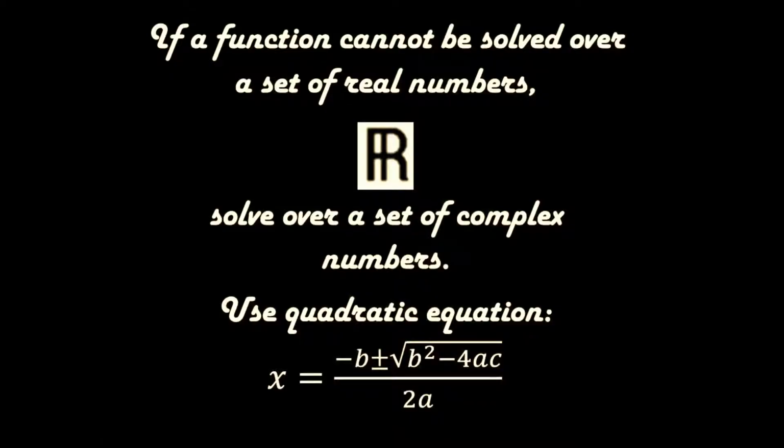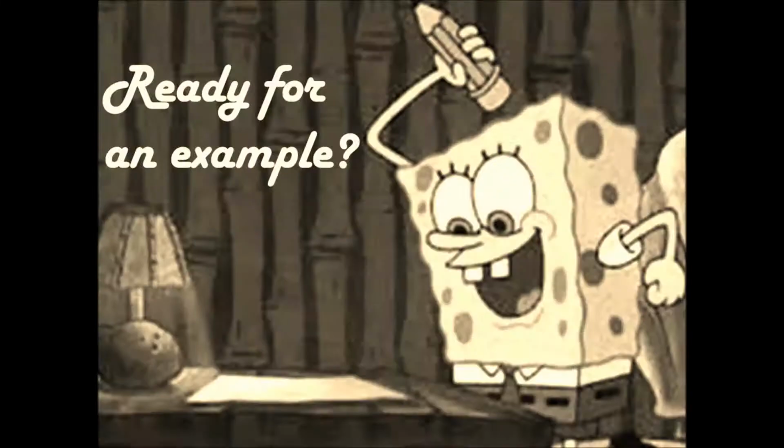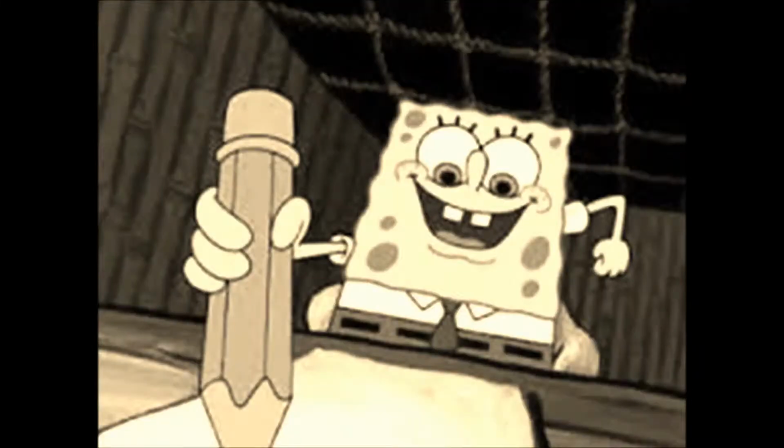If a function cannot be solved over a set of real numbers, solve over a set of complex numbers using the quadratic equation: x equals negative b plus or minus the square root of b squared minus 4ac, over 2a. Ready for an example?